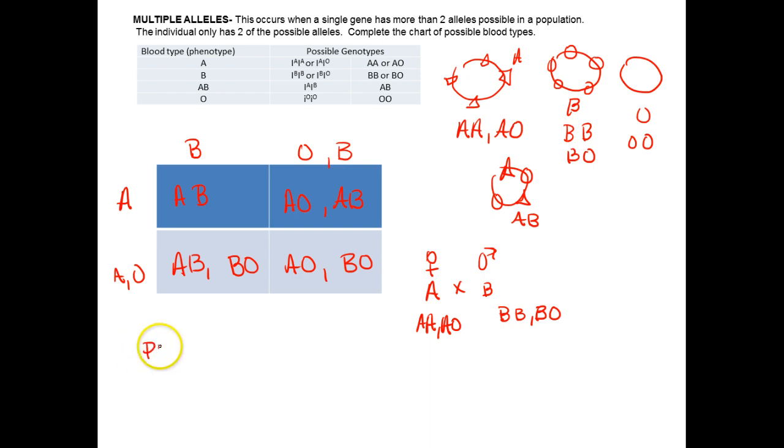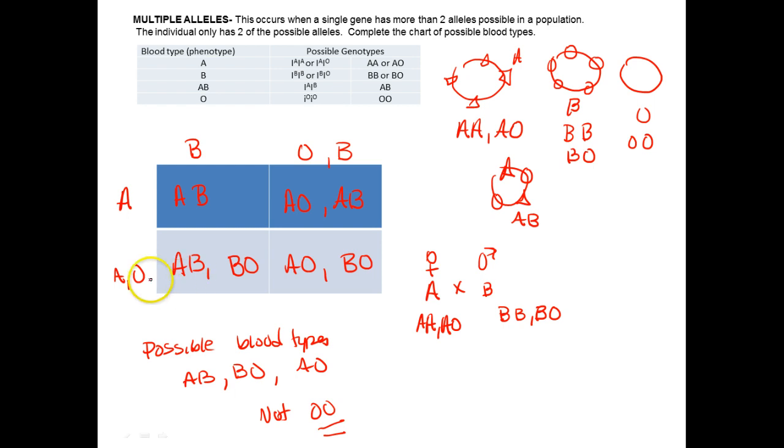So the possible blood types for the offspring could be AB, BO, AO, but not OO. Well, none. That was A. Well, actually, she could be O, because if she was O, and he was O, in that case, you could have OO. So this is how you would predict different types of blood types.